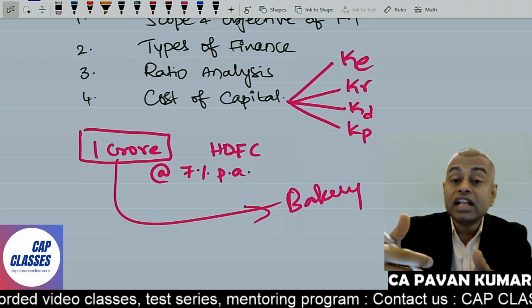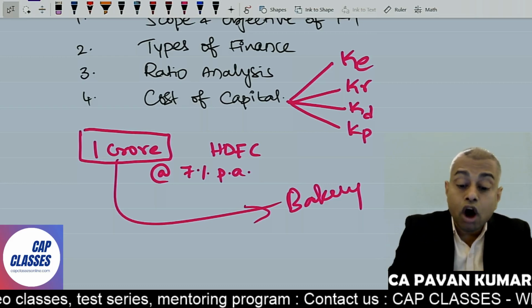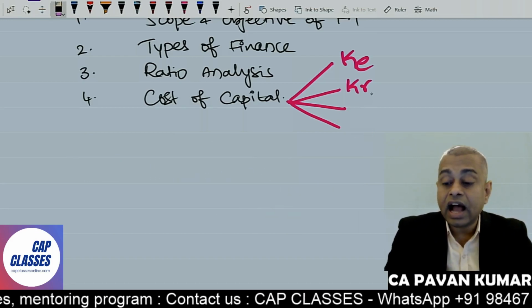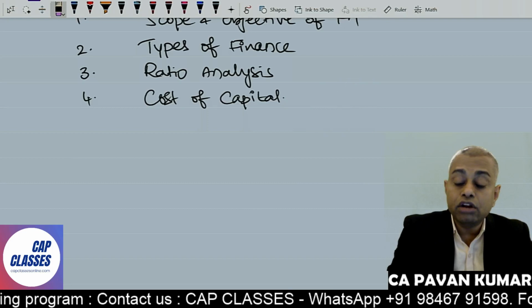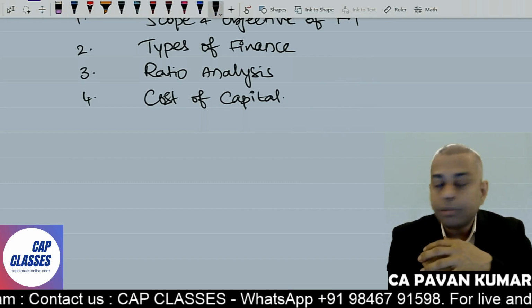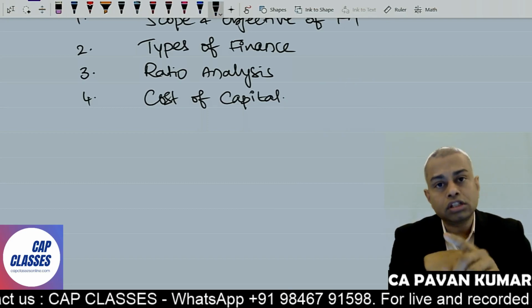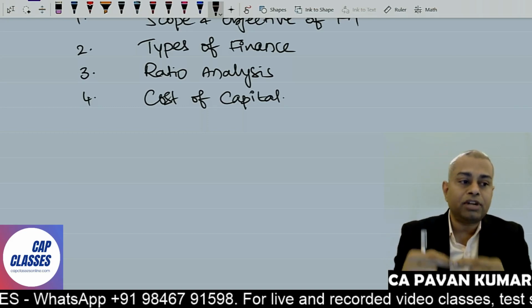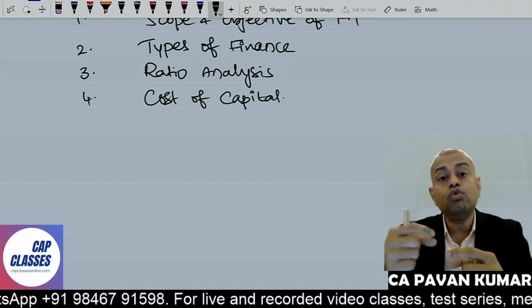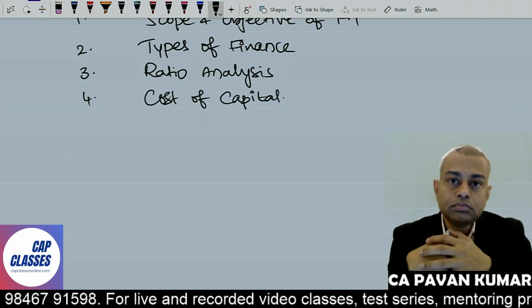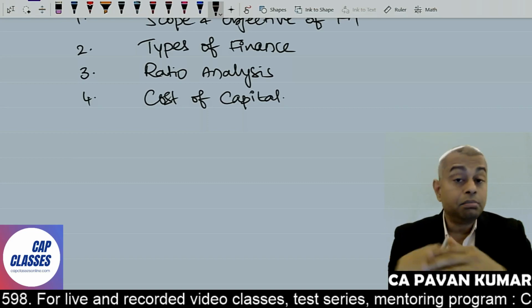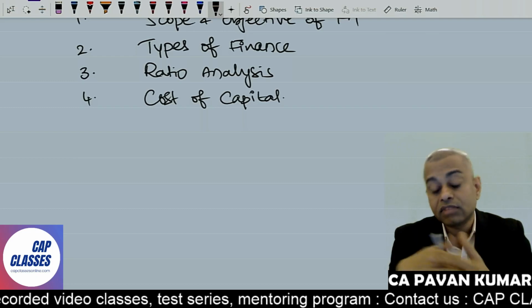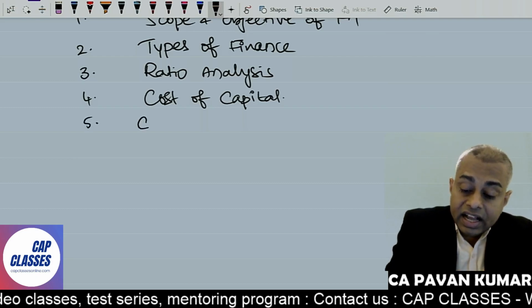So equity shares and retained earnings have opportunity cost. Never, even by mistake, say, I have started a business with my own money, so I do not have any cost of capital. No, there is an implicit cost also. You need to understand the expectation of the shareholders. So in this 4th chapter, cost of capital, you will learn how to calculate cost of capital. Then comes, okay, Pavan sir, I understand how to calculate cost of capital. Agreed. What next? Next is designing a capital structure.